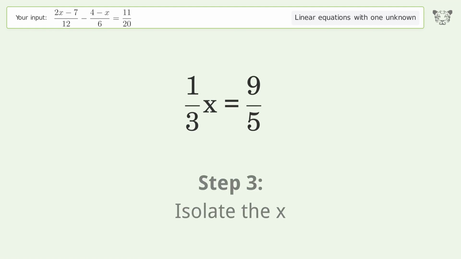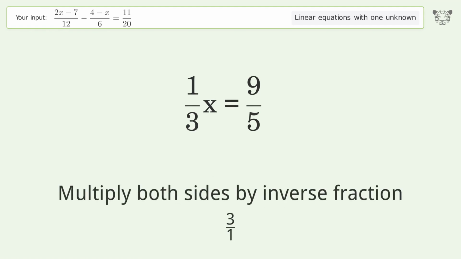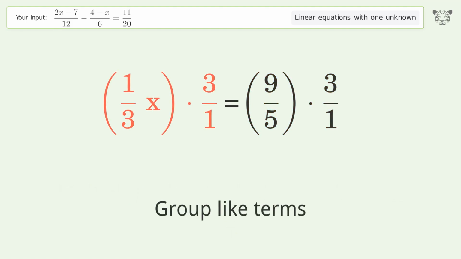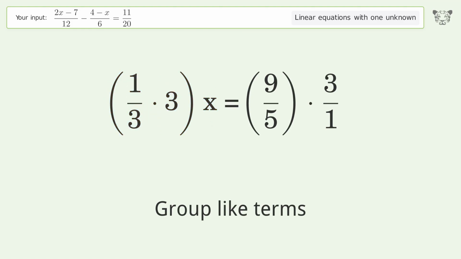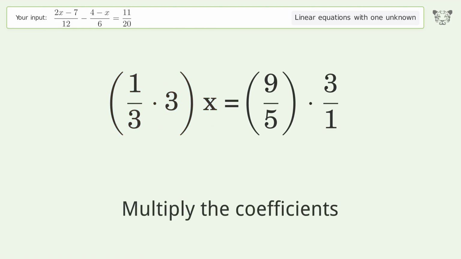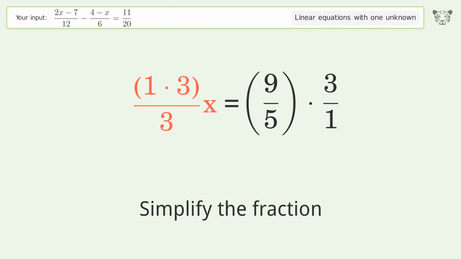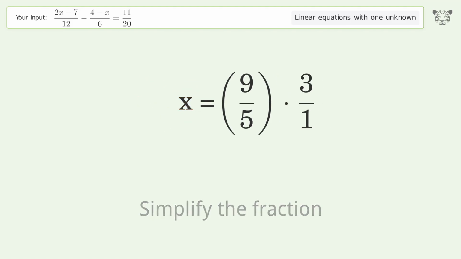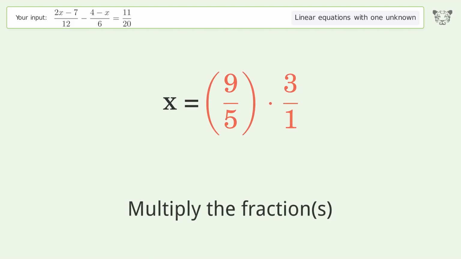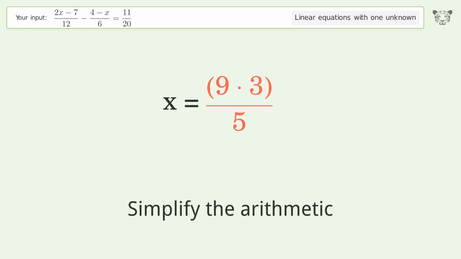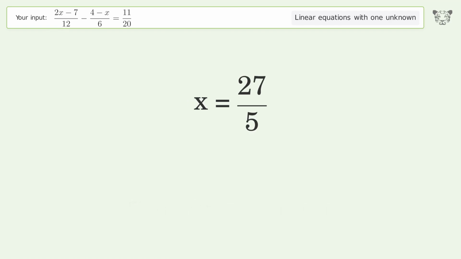Isolate the x. Multiply both sides by inverse fraction 3/1. Group like terms. Multiply the coefficients. Simplify the fraction. Multiply the fractions. Simplify the arithmetic. And so the final result is x equals 27/5.